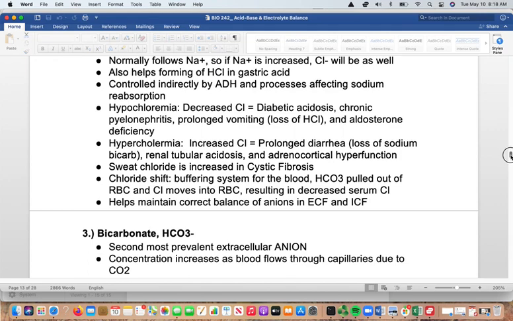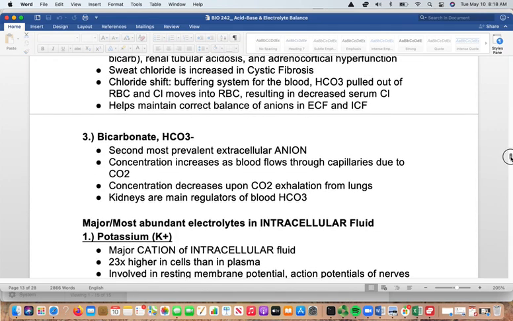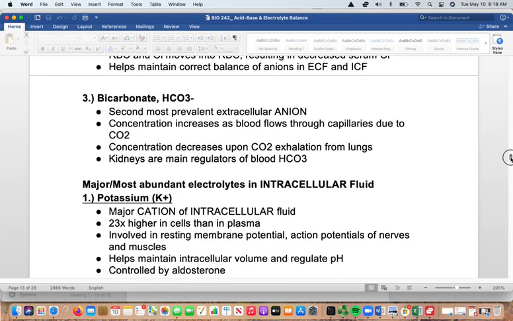So bicarbonate is the second most prevalent extracellular anion. Here the concentration increases as blood flows through the capillaries due to the carbon dioxide. So concentration decreases when you exhale carbon dioxide. Kidneys are the main regulators of this. So that helps to tie the respiratory and urinary systems together.